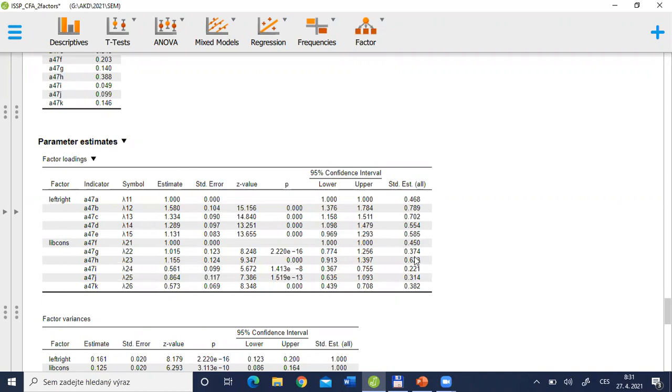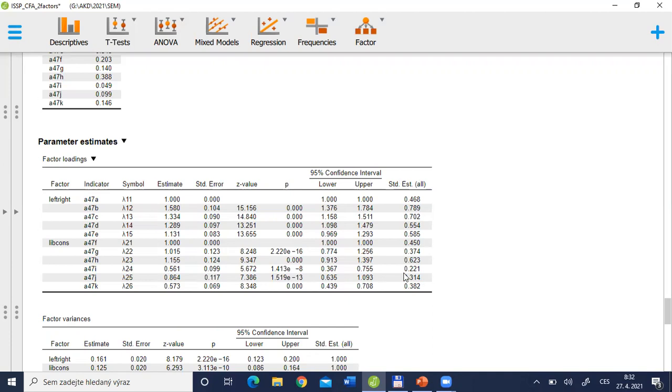For liberal conservative scale, you can see that quite a lot of these items are only weakly related to the factor, as these values such as 0.45, 37, 22, 31, and 38 are quite low. So maybe the problem which is present in my model is that this liberal conservative scale is much worse than previous left-right scale. It can be one problem.